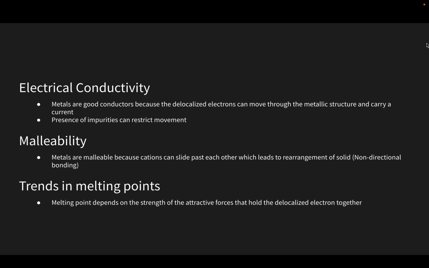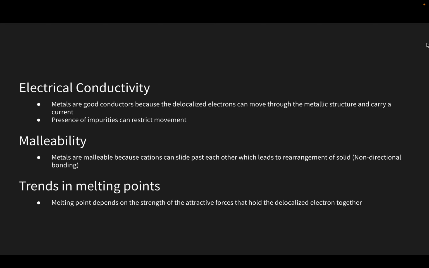Next, electrical conductivity. This is what I was talking about before. Metals are good conductors because the delocalized electrons can move through the metallic structure and carry a current. The presence of impurities can restrict movement. Next, malleability. Metals are malleable because cations can slide past each other, which leads to rearrangement of the solid. Non-directional bonding. Trends in melting points. Melting points depend on the strength of the attractive forces that hold the delocalized electrons together.